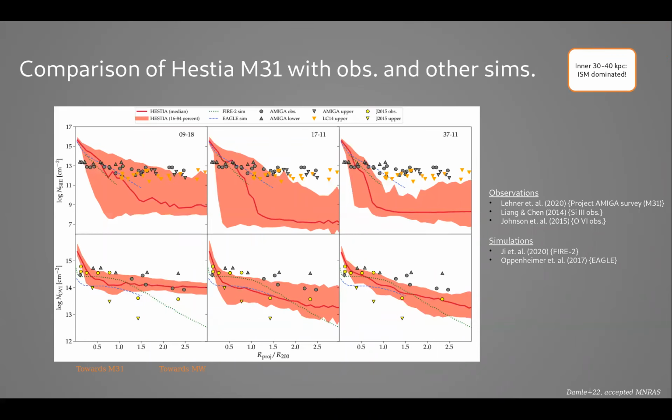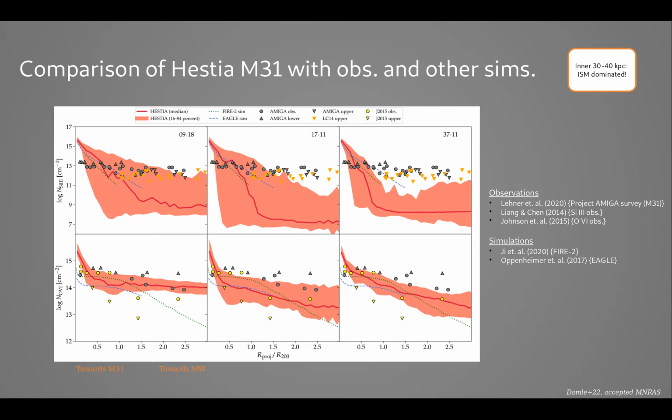We also include a comparison to two low-redshift observational datasets, Liang and Chen 2014 and Johnson 2015. One main reason to do this is to investigate if there indeed is any Milky Way contamination in the M31 observations. Our results are found to be in much better agreement with low-redshift galaxy data than with Project AMIGA. Thus, there are some hints that Milky Way contamination may have contributed to some of the M31 column densities.